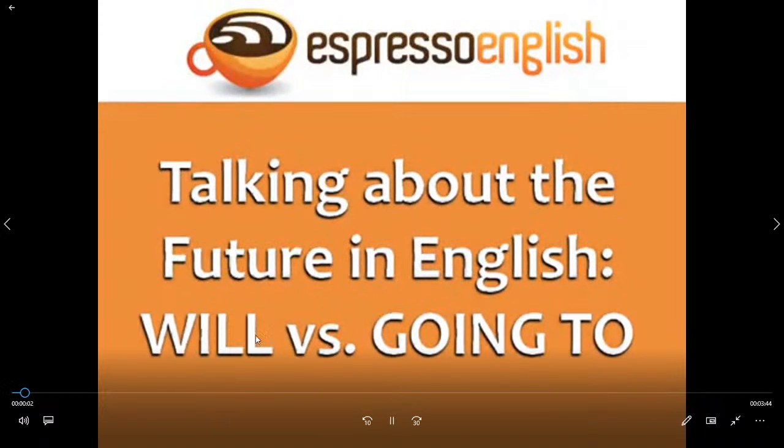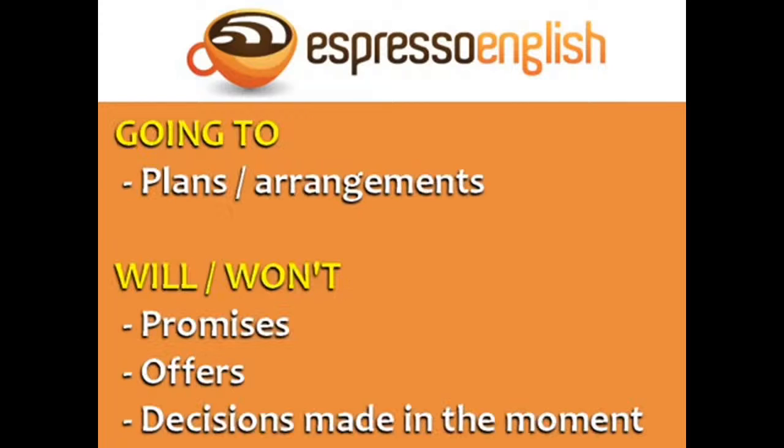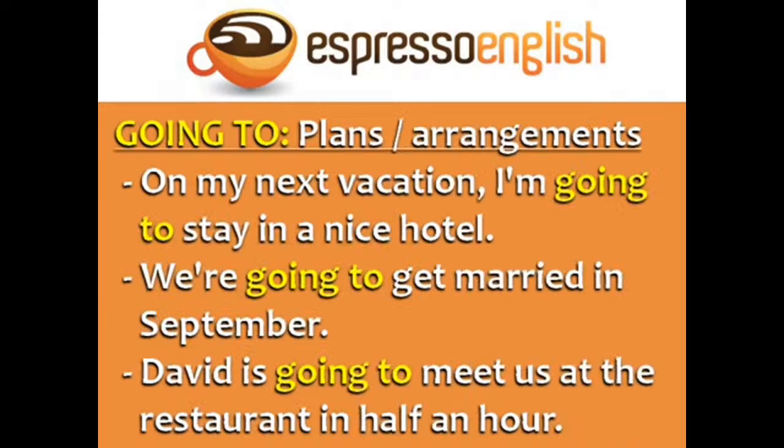Talking about the future in English, will versus going to, from espressoenglish.net. There are two ways to talk about the future in English, will or won't, and going to. But which one should you use in each situation? In general, use going to for plans and arrangements, and use will and won't for promises, offers, and decisions made in the moment. Let's look at some examples. Going to for plans and arrangements.